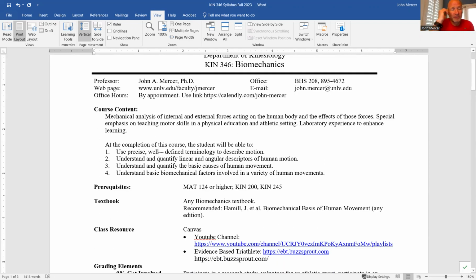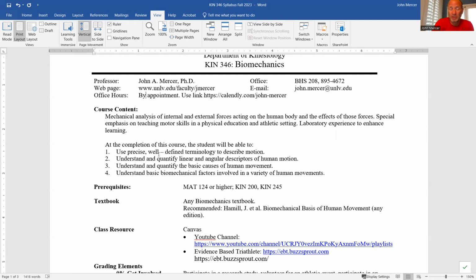All right, course content. What is this course about? Well, it's mechanical analysis of internal and external forces acting on the human body and by the human body and the effects of those forces. Special emphasis on teaching motor skills in a physical education and athletic setting is given, and you will have a laboratory experience.